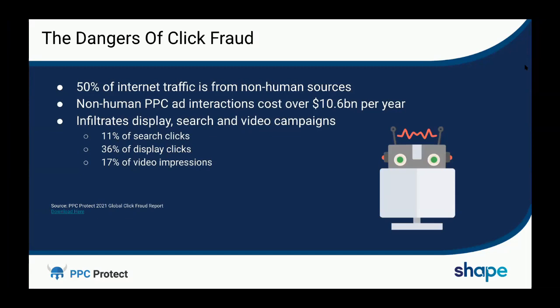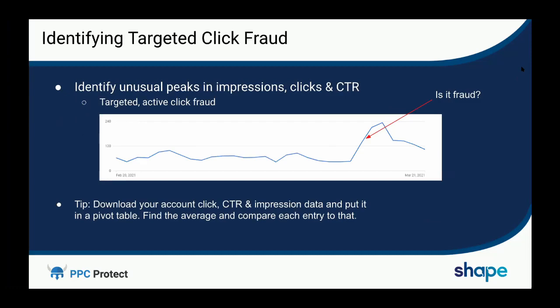Some figures on the screen show how it infiltrates certain types of campaigns, comparing search, display, and video. I think everyone expects video is going to be particularly bad. Display is going to be particularly bad anyway, just because there's a financial incentive on that side to commit click fraud. So if you could go to the next slide, please.